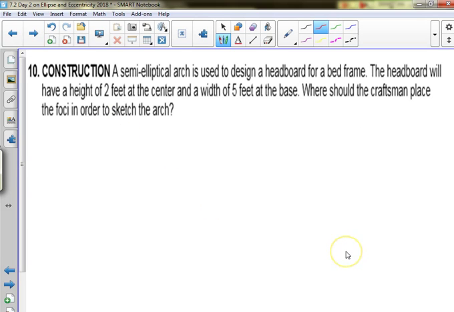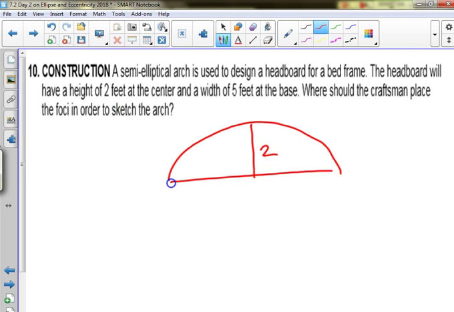A semi-elliptical arch is to be designed to be the headboard of a bed frame. Anybody's headboard that shape at home? I don't have a headboard either, but a lot of them aren't a perfect half circle, right? So they're kind of stretched. It will have a height of 2 at the center and a width of 5 at the base. All the way across is 5.